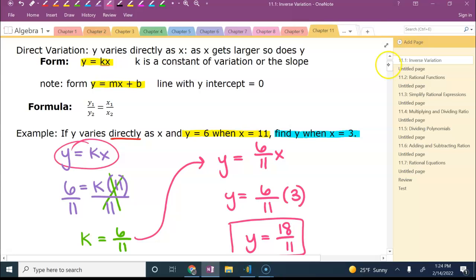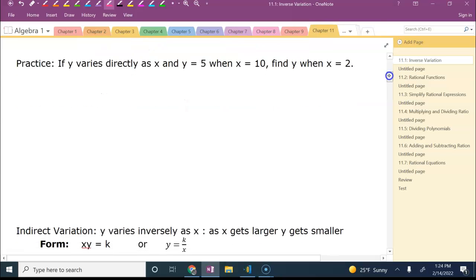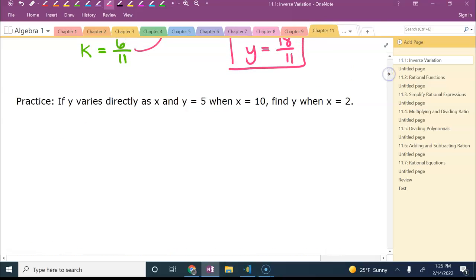I want you to try this practice problem the same way, using that same equation. So pause the video, take a minute to try to do this problem, and then go ahead and resume watching when you're ready to see how it should have been worked out.